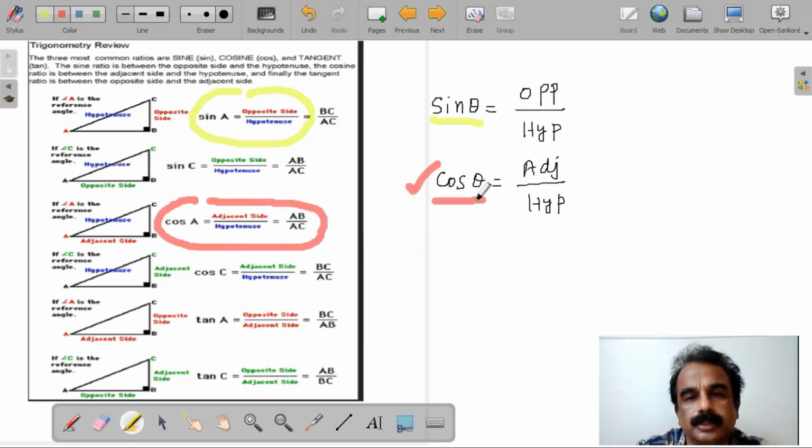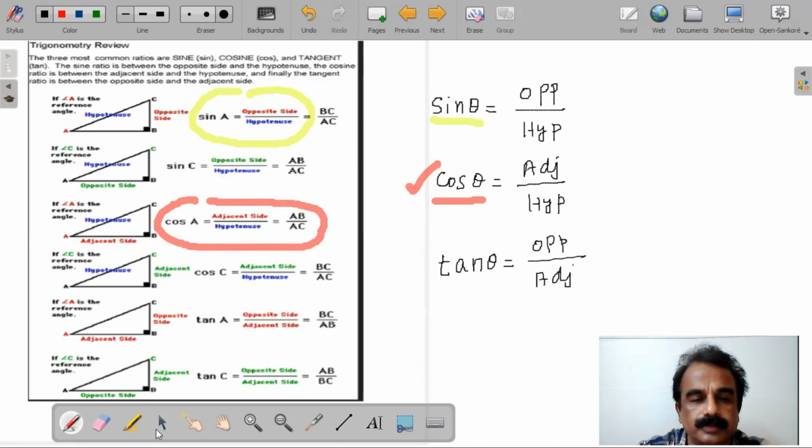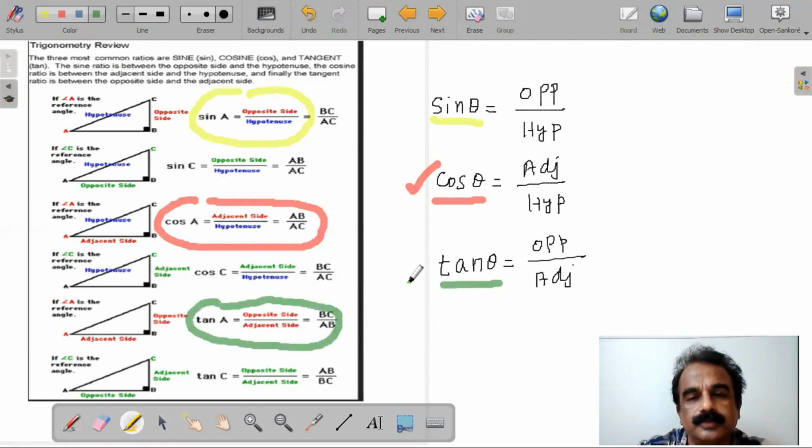See, this is here. Then we study tan theta. It is opposite side by adjacent side. See, tan is opposite side by adjacent side. So this is easy, but after some time we may forget it.